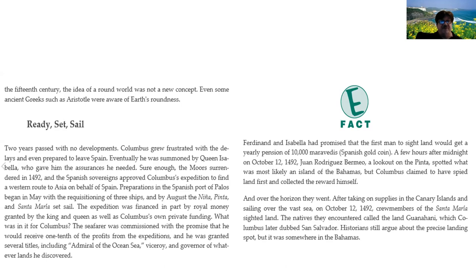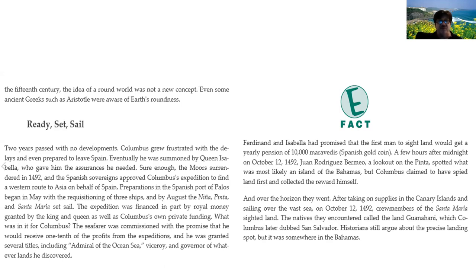Sure enough, the Moors surrendered in 1492, and the Spanish sovereigns, meaning their kings and queen, approved Columbus's expedition to find a western route to Asia on behalf of Spain. Again, meaning that any glory or gold would be given credit to Spain. That's why they're paying him to do that. It wouldn't technically belong to Christopher Columbus.